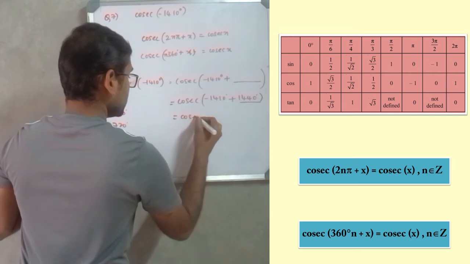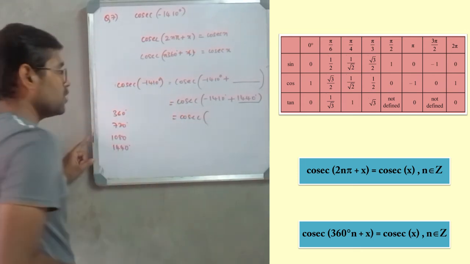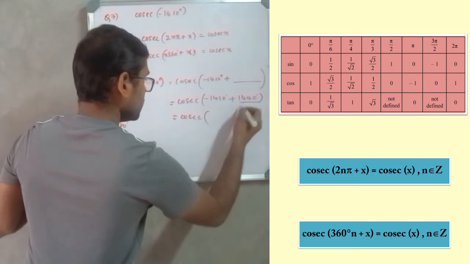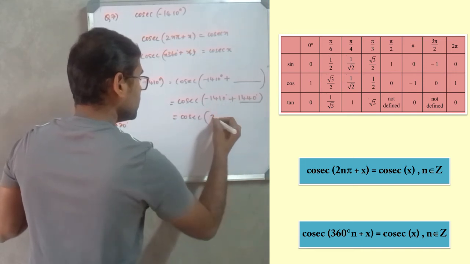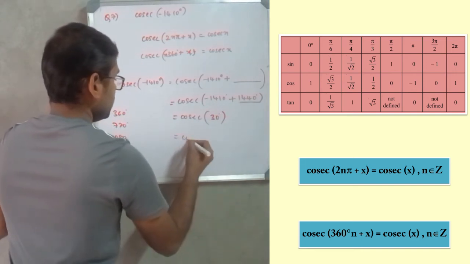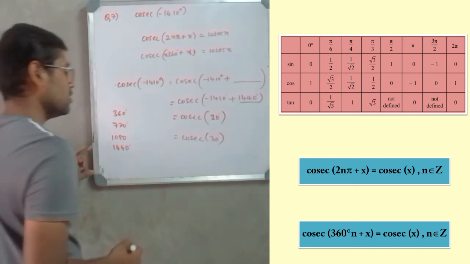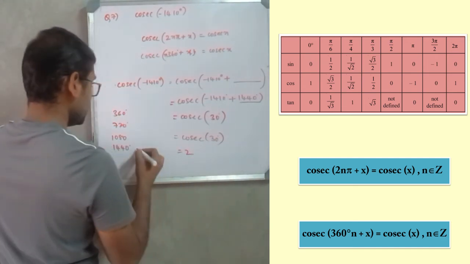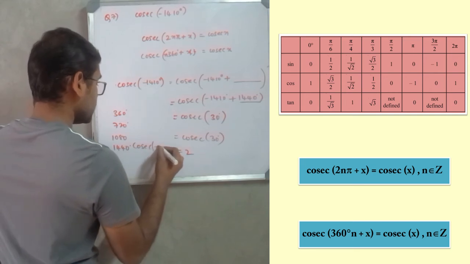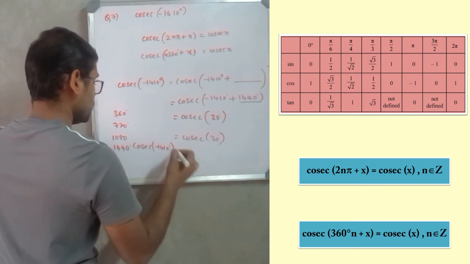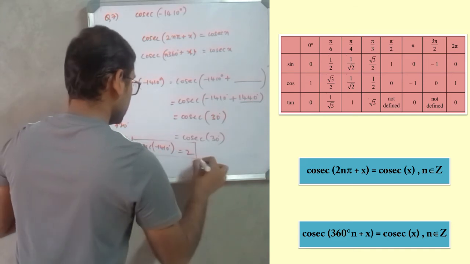Now I will get cosec of minus 1410 degrees is equal to cosec of, if we subtract this value from here, it will be 30 degrees. Cosec 30 degrees. We know the value of cosec 30 degrees is 2. So finally the value of cosec minus 1410 degrees is equal to 2. This is the final answer.